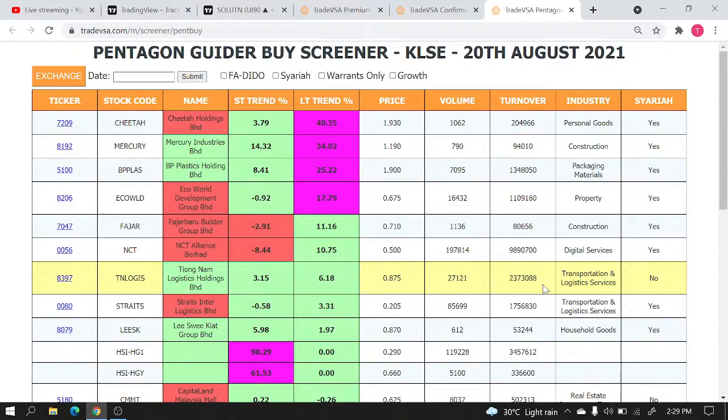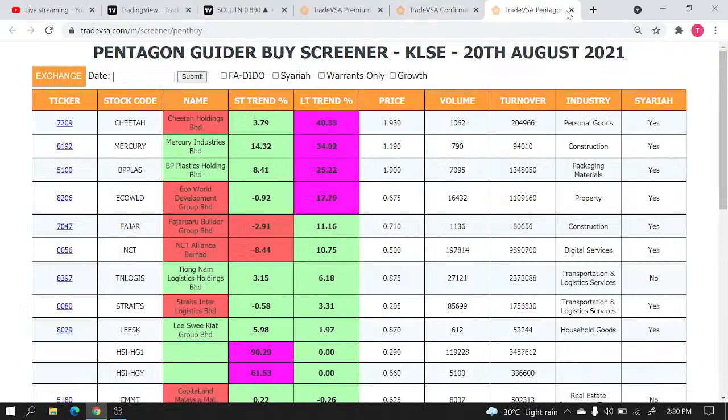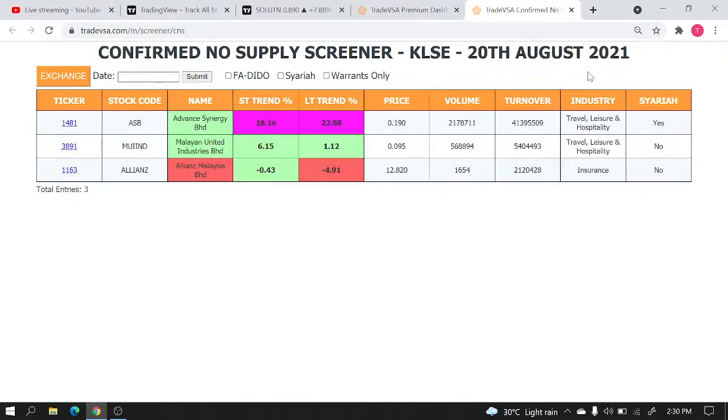So for members who are here, do you want me to look into the 19 August screener or go to NS? If there's no comment, probably I go to NS, then I will do a little bit of stock review, then we will close.